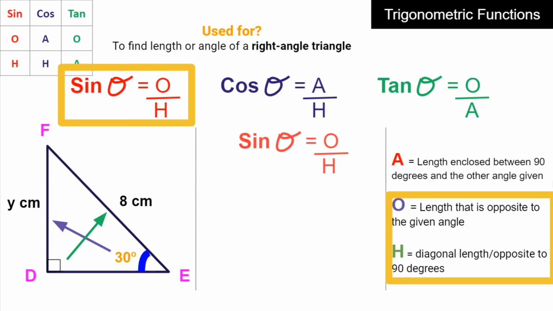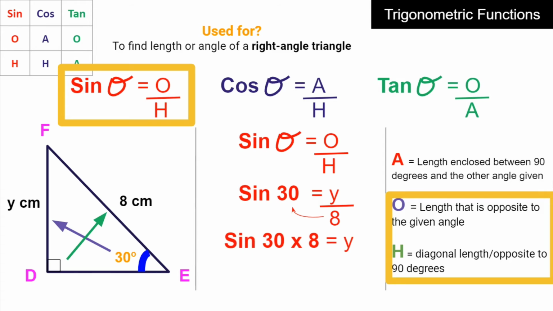So I'm going to grab sine theta equals O over H, and then replace my theta with the value, and my O and H also with the values given. So I write sine theta equals the opposite, which is unknown to me. They've given it as y. So sine 30 equals y upon 8. 8 is the hypotenuse. Now I'm going to take my 8 to the other side. Now 8 is in division with the y, so when it goes to the other side, it turns into multiplication. So sine 30 times 8 equals y.